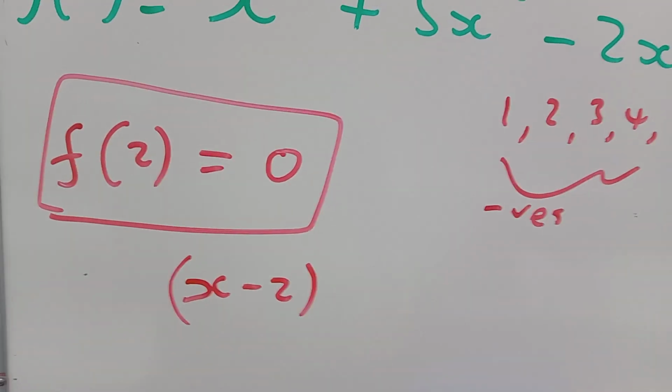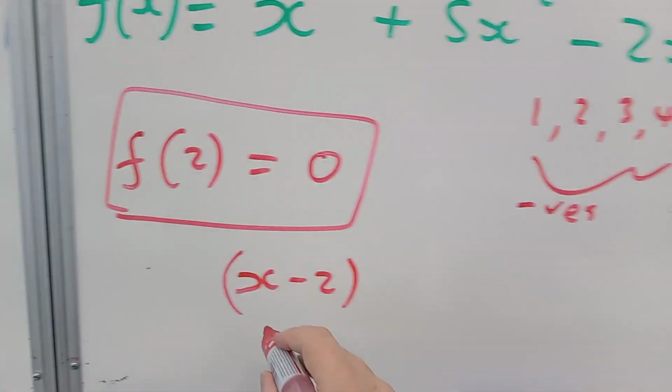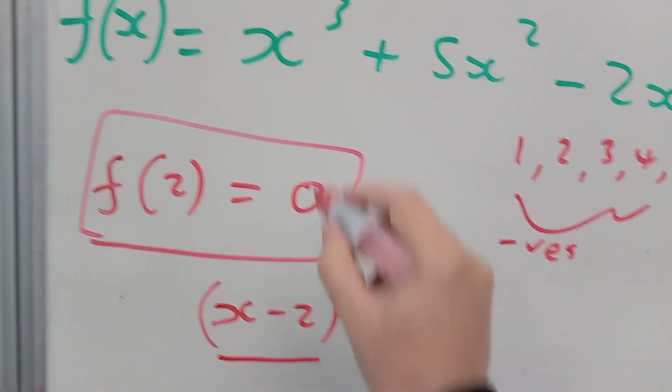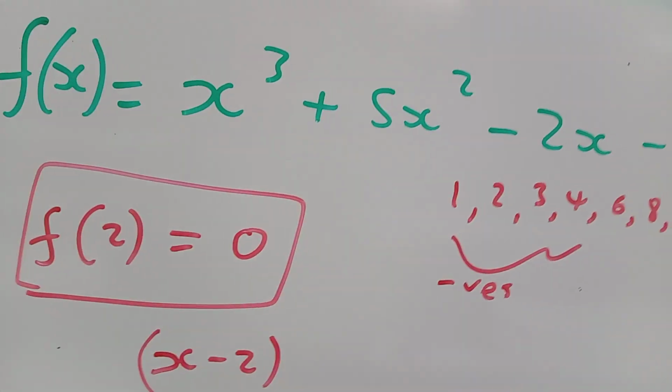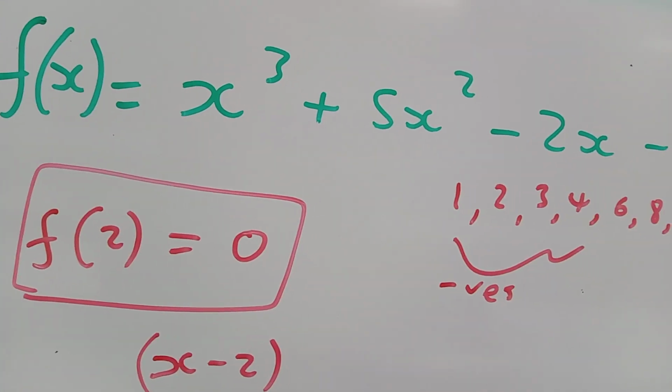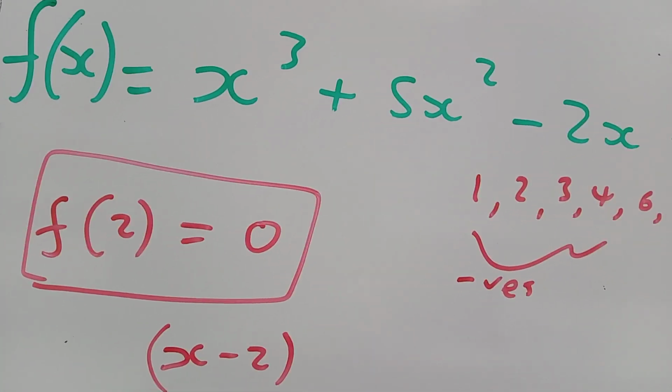So now we have the linear expression that we're going to use to divide into our cubic. Okay, we know that's a factor, so when we divide in there, we're going to get a remainder 0. So that's what we're going to do next.